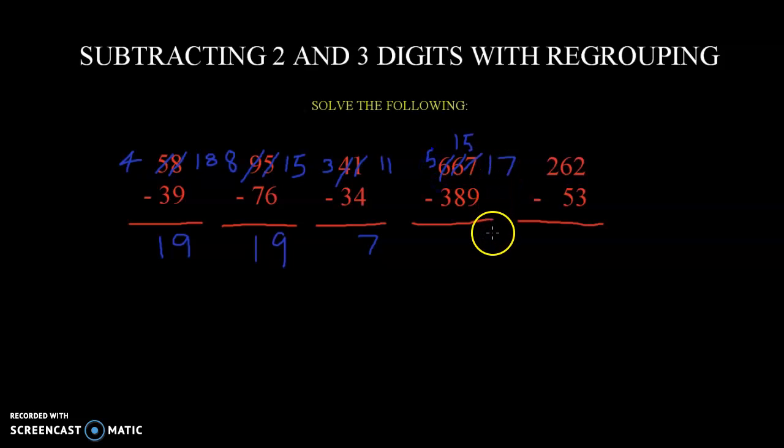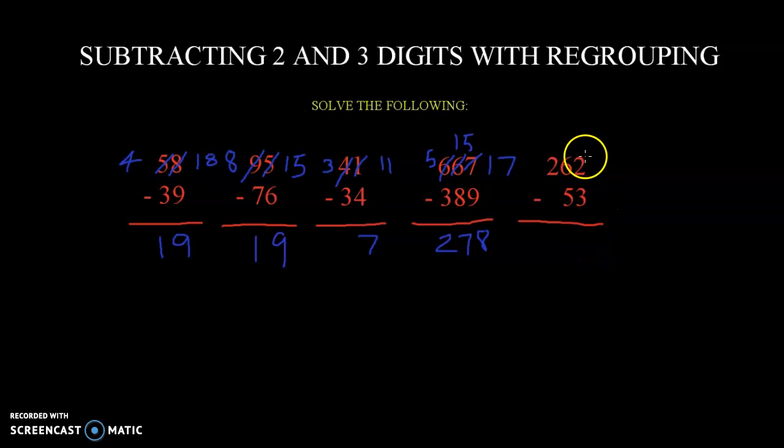Okay, 17 minus 9. 8. Good job. And 15 minus 8. 7. Good job. And 5 minus 3. 2. Good job. My answer is 278. Okay, 2 minus 3.